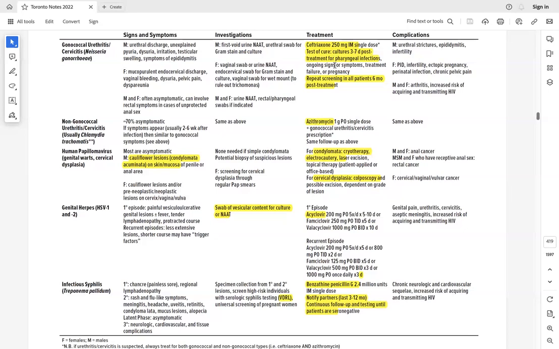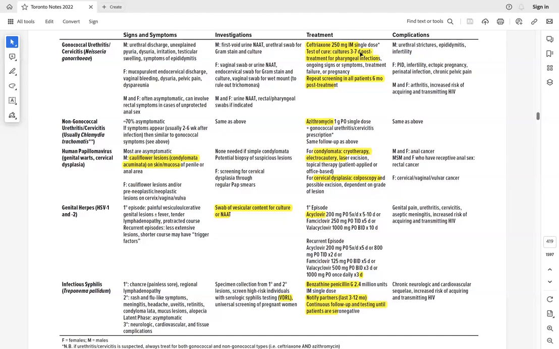So next, the complications are the same. And after we give the patient the treatment, we have to do the test of cure after 7 to 10 days, 3 to 7 days. And remember, test of cure is what? We repeat the test again to check whether the patient is now fine or not. Is the test negative or not?